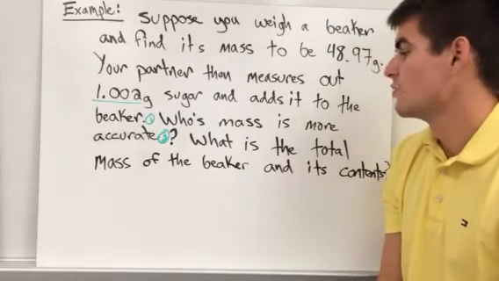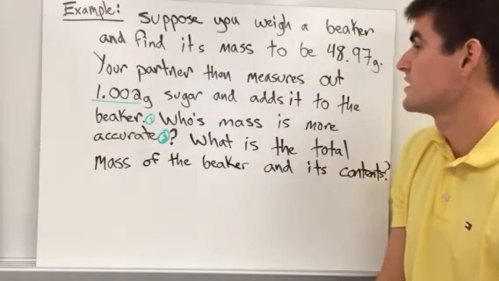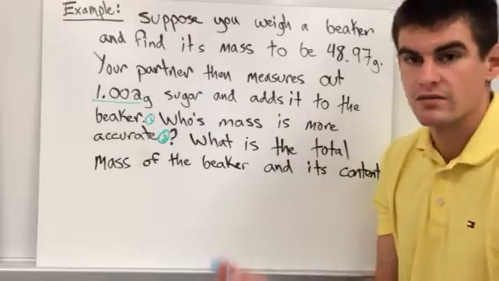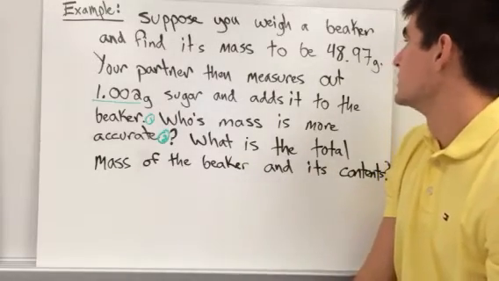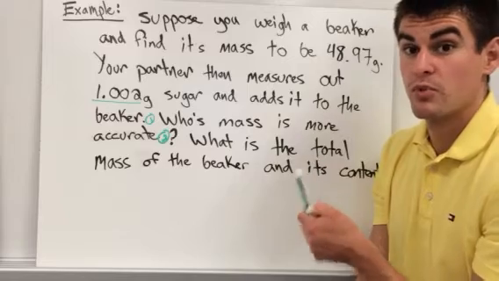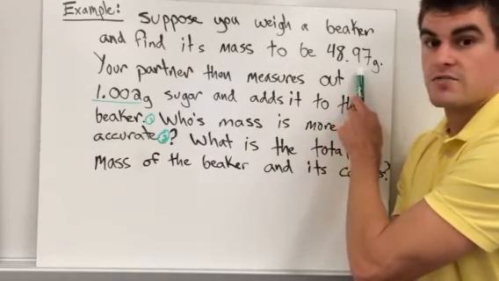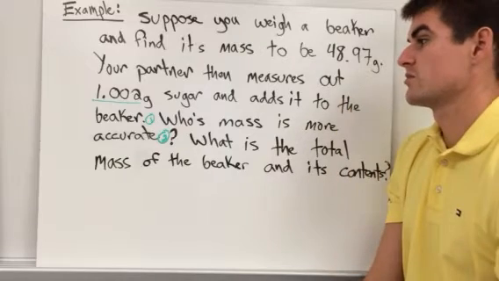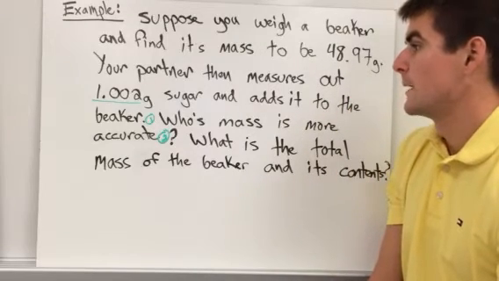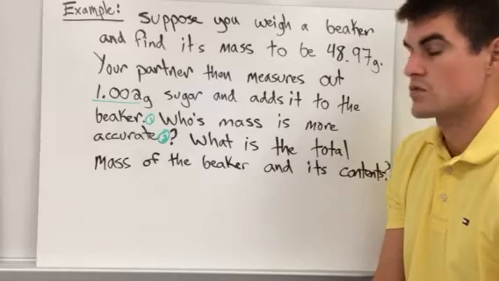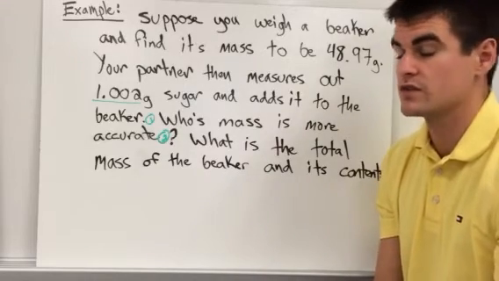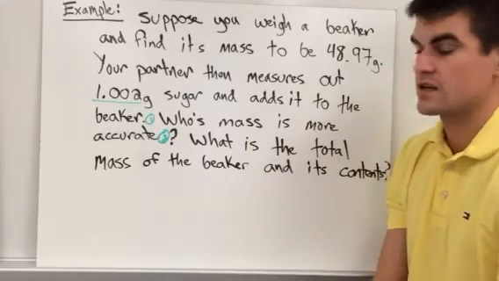Question 2, what is the total mass of the beaker and its contents? Well, I'll let you do that with a calculator, but we can only report this to, again, that least precise measurement, those fewest decimal places. So make sure you round to the correct number of sig figs using your rules for, in this case, addition.